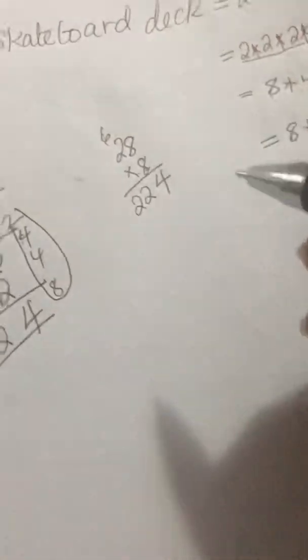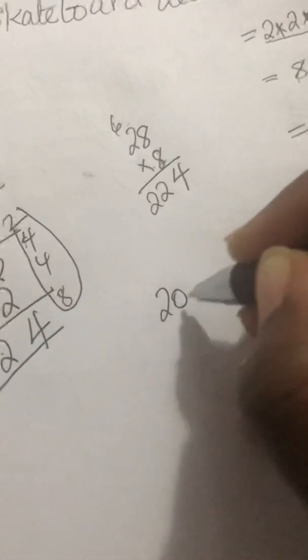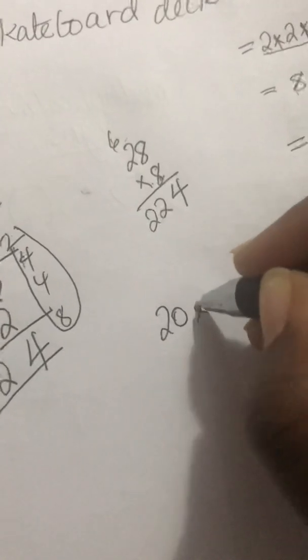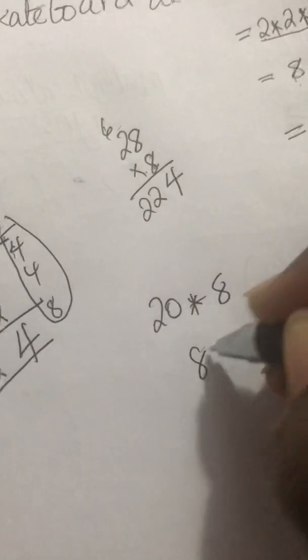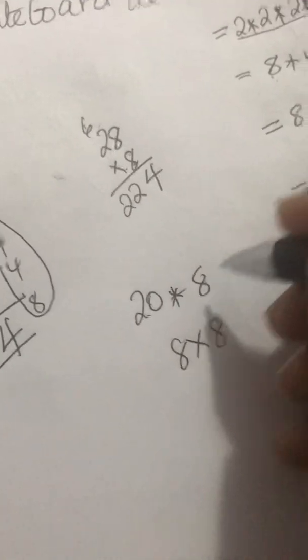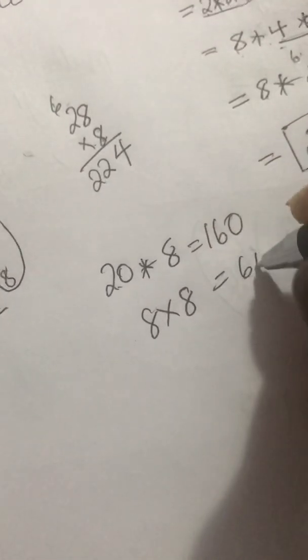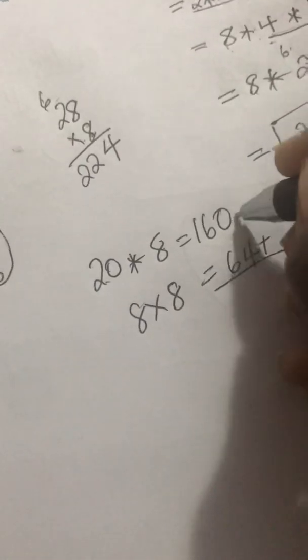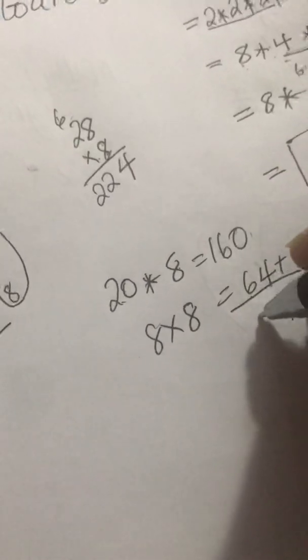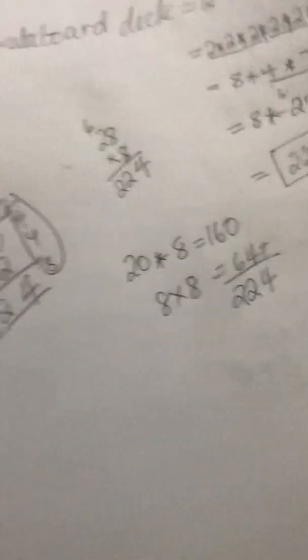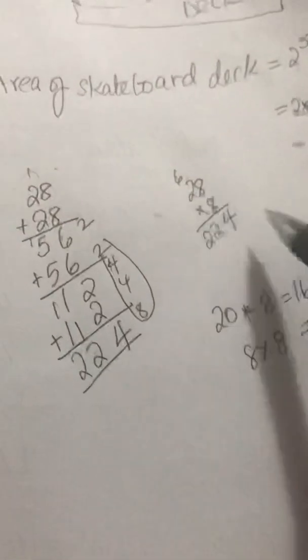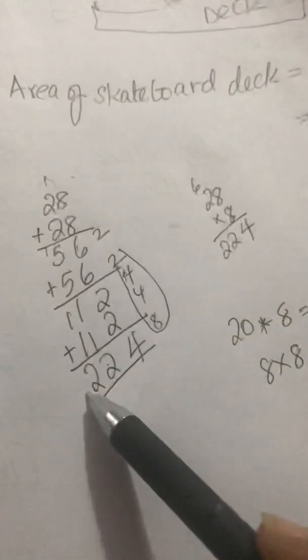Or you can decide 28 times 8: you do 20 times 8 and 8 times 8. 20 times 8 is 160. 8 times 8 is 64. You add them, you get 4, you get 12, you get 224. I have shown you 3 different ways of doing it. You can either do it with addition.